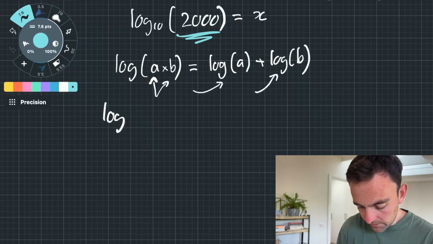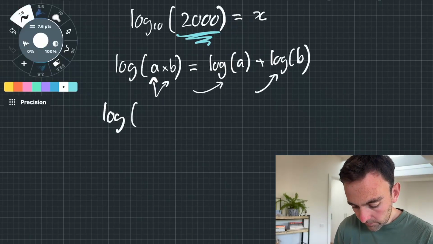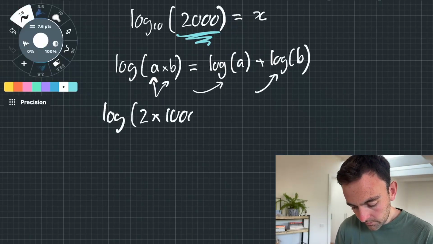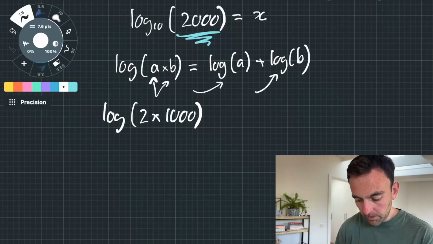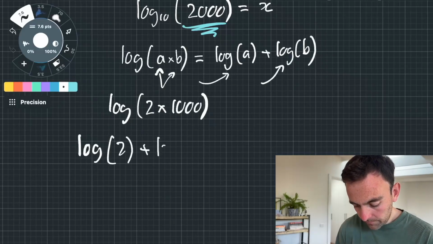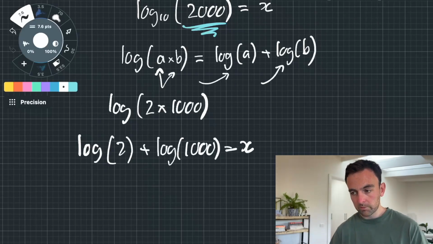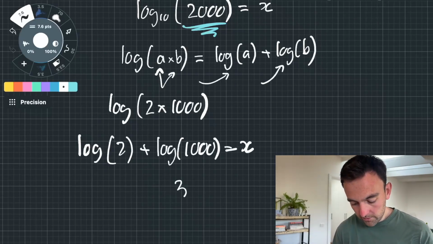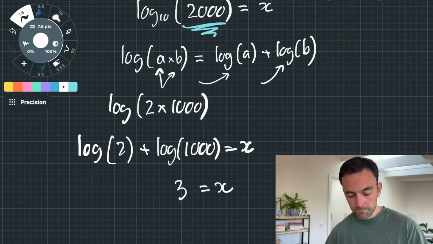2000, so I'm just coming back here, is the same as 2 times 1000. So that means that by this log law, we can then say that log of 2 plus log of 1000 equals x. As we know, log of 1000 equals 3. So it's just log 2 plus 3.